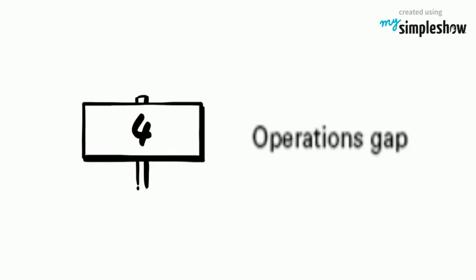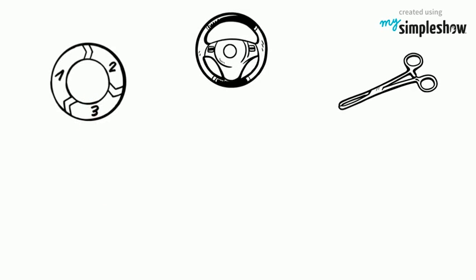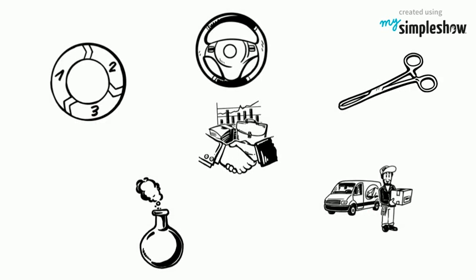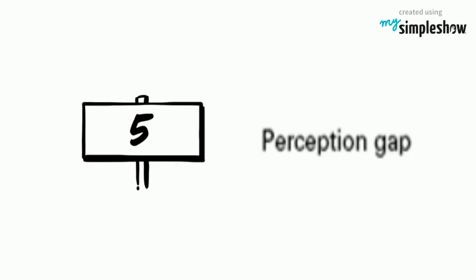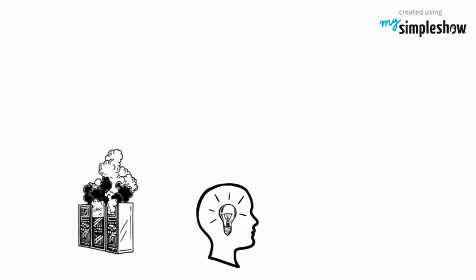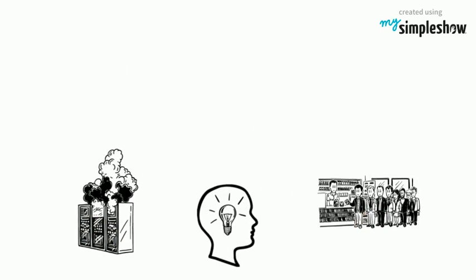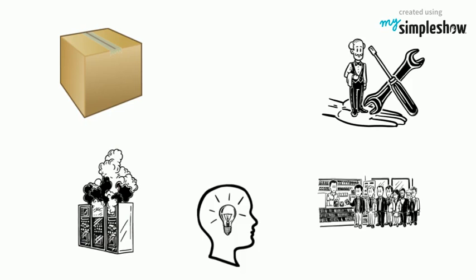4. Operations gap. The means by which the process is operated and controlled may create additional deficiencies in the delivery of the final good or service. 5. Perception gap. Arises from a failure to understand the customer and the customer needs. Customers react to how they perceive the good or service provides them with a benefit.